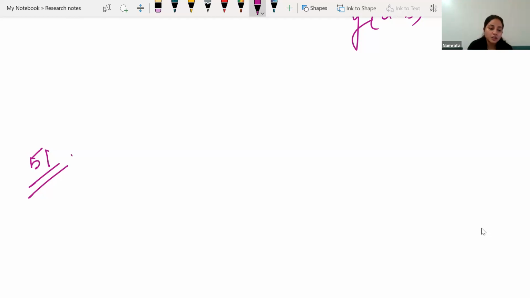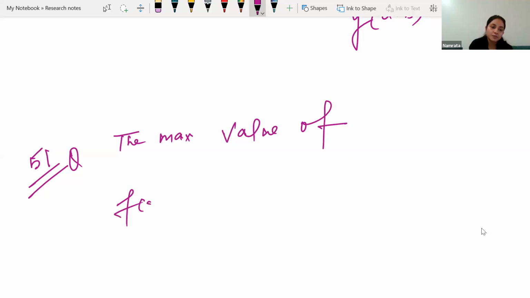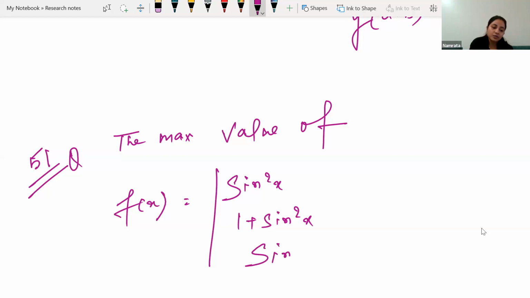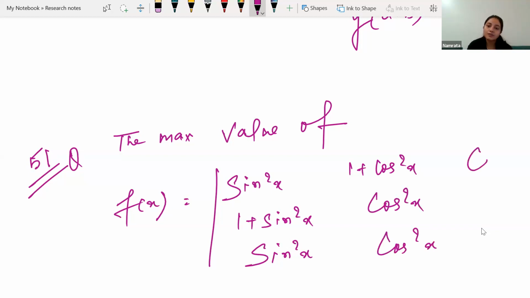So the question is: which is the maximum value of f of x, which is equal to the determinant with first row sine square x, 1 plus sine square x, and so on, 1 plus cos square x. Here we are having cos square x, here cos square x, here cos 2x, and here cos 2x.